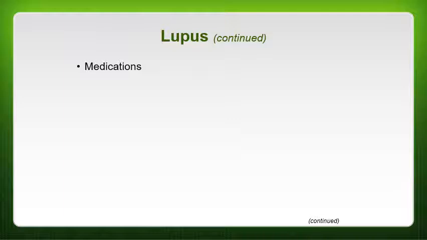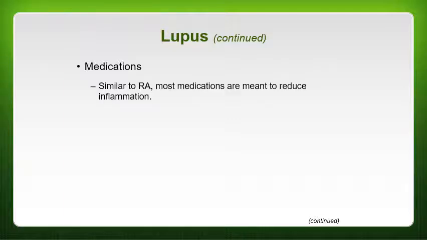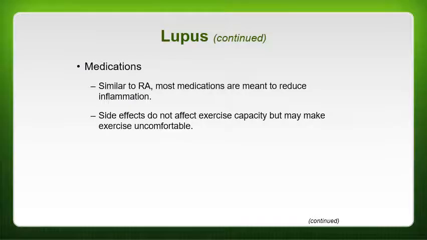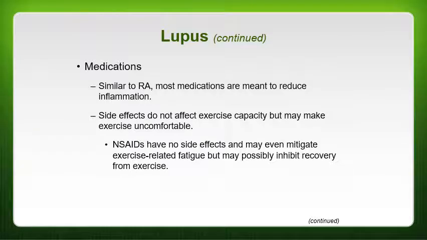As far as treatment goes for medications, like with rheumatoid arthritis, you're basically just looking to reduce inflammation. Most of these medications don't necessarily affect exercise capacity, but they could make exercise uncomfortable. NSAIDs, or non-steroidal anti-inflammatory drugs, can be given to these individuals. Typically there are no major side effects. They may even mitigate fatigue, but they can inhibit recovery. I talked about that when I was discussing rheumatoid arthritis. NSAIDs have the ability to inhibit prostaglandins.